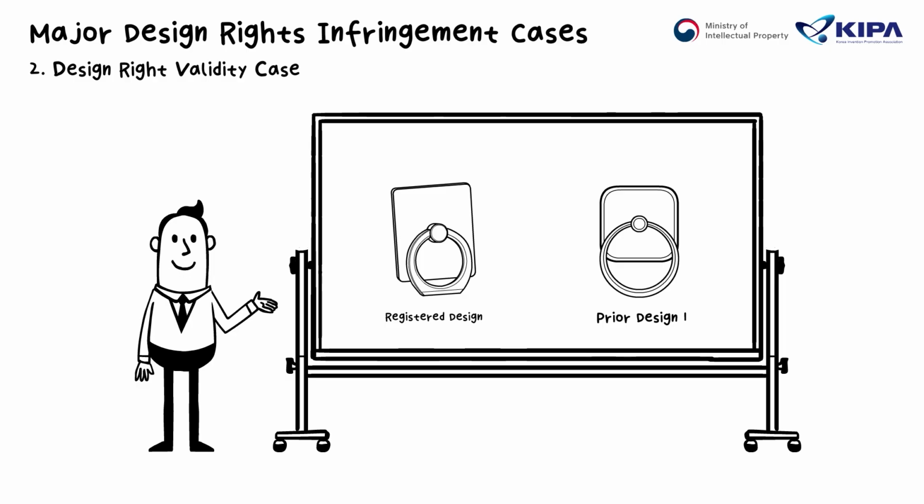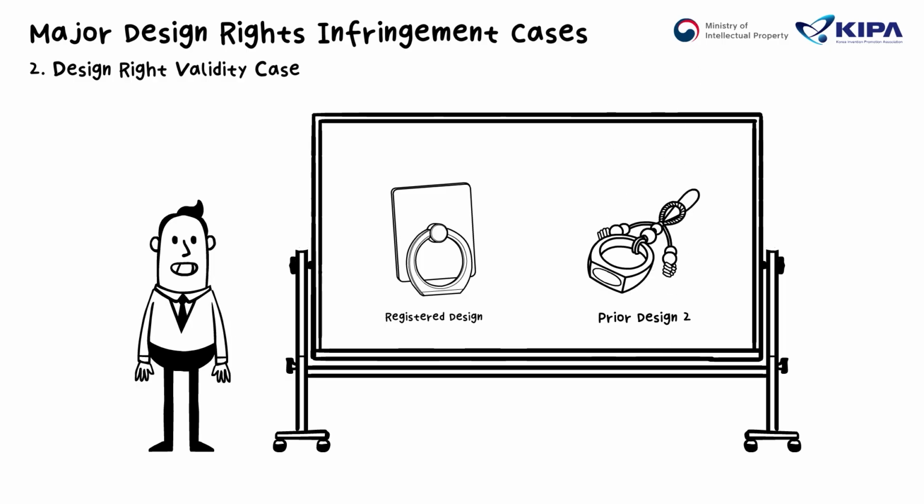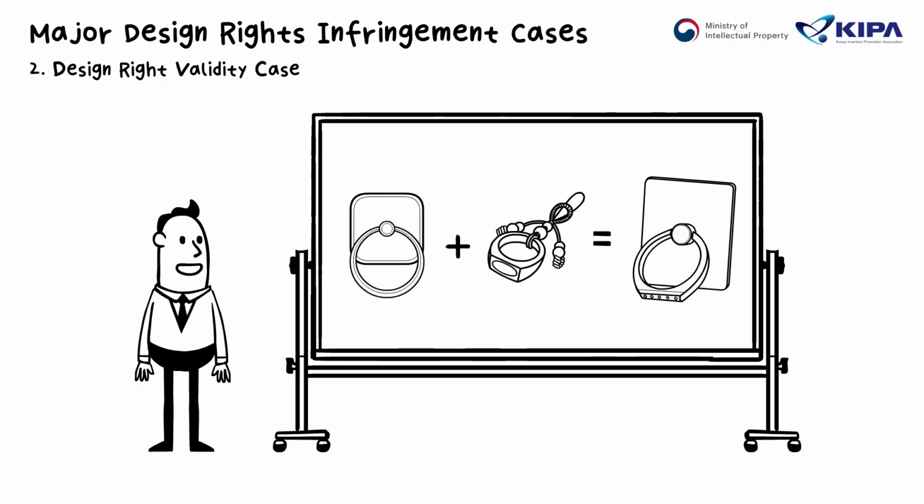Furthermore, when comparing the registered design with prior design 2, although prior design 2 also relates to mobile phone accessories and belongs to the same general product category, it differs in application. Unlike the defendant's alleged infringing design or prior design 1, which attached to the back of a smartphone, prior design 2 is used by inserting a string into a groove formed at the end of the device to connect it. Thus, there appears to be little motivation to combine prior design 2 with prior design 1. Therefore, the registered design could not have been easily created by combining prior designs 1 and 2.